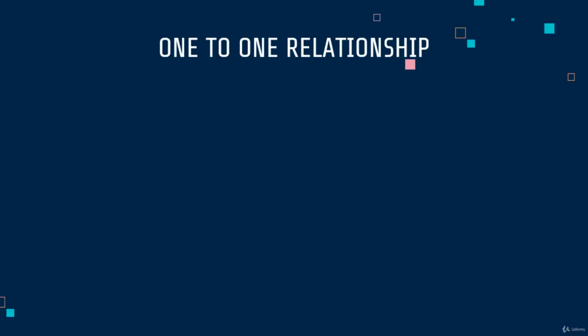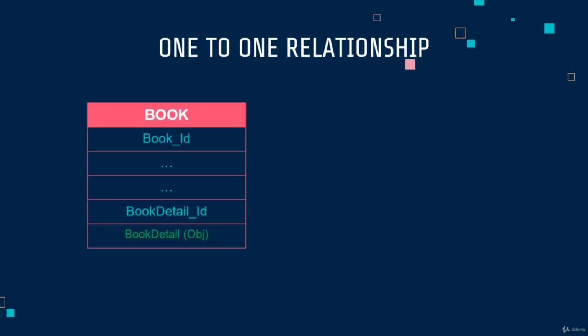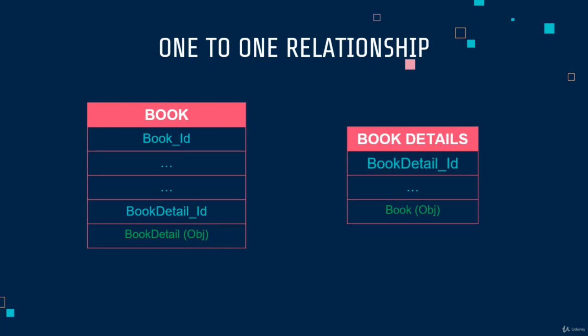Now that we have learned the basics of Fluent API, let's understand relationships in Fluent API and foreign keys. So the first and the basic one is one-to-one relationship. We have one book object and we have book details. Both of them are related using one-to-one relation.